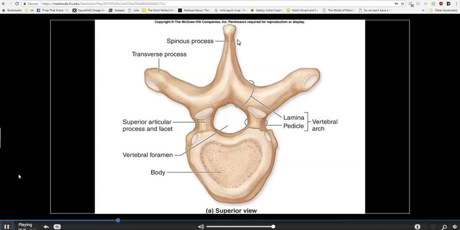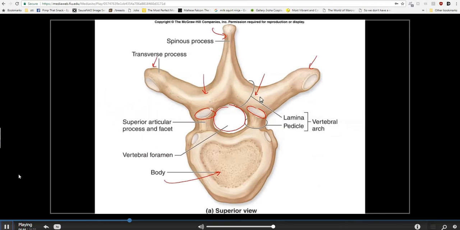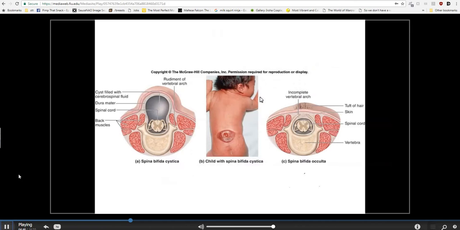Here's a breakdown showing you the spinous process here. Here's your transverse process. Here's your lamina, right here. The vertebral foramen is the part that surrounds and protects the spinal cord. Here's the body, and here are your articular processes and facets.